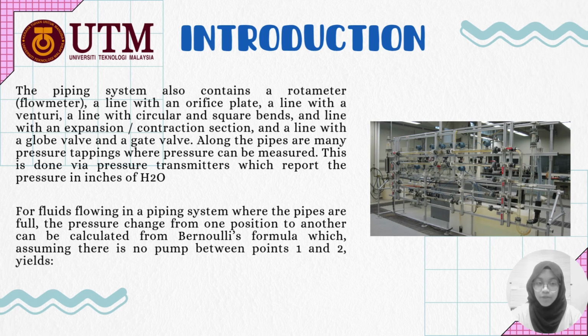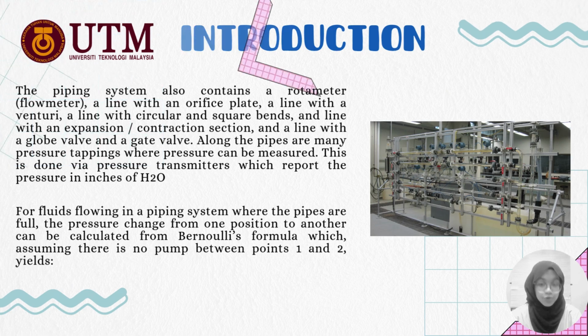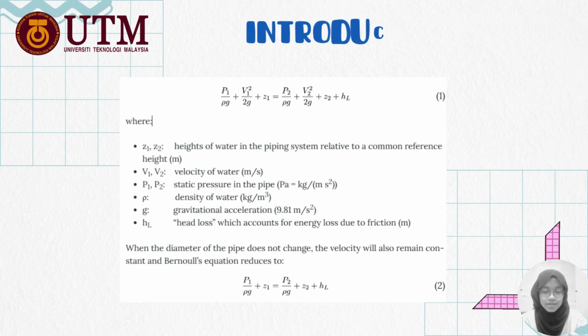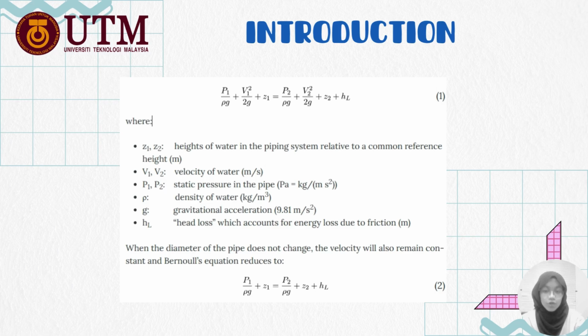The Bernoulli formula may be used to determine the pressure change from one place to another for fluid moving in a piping system with a full pipe. If there is no pump between position 1 and 2, this formula produces the following. And this is the formula that we use in our calculation to calculate the minor losses, which is HL.